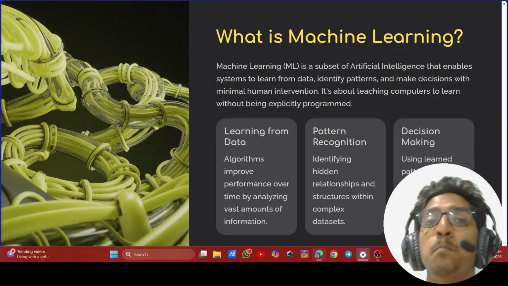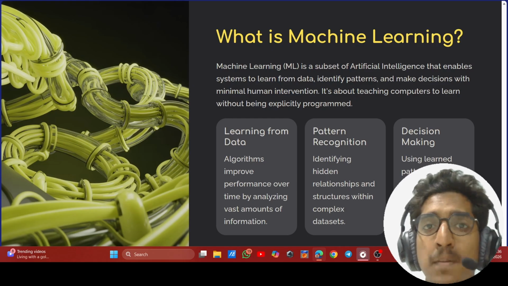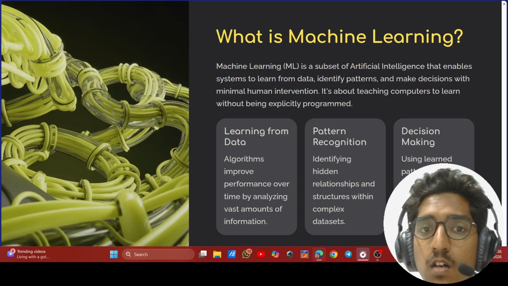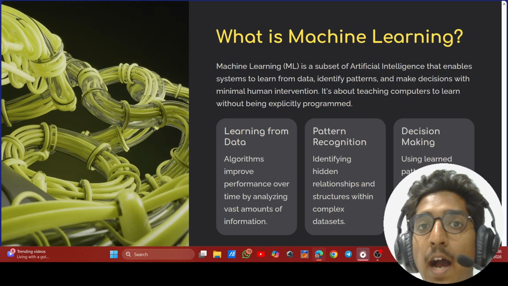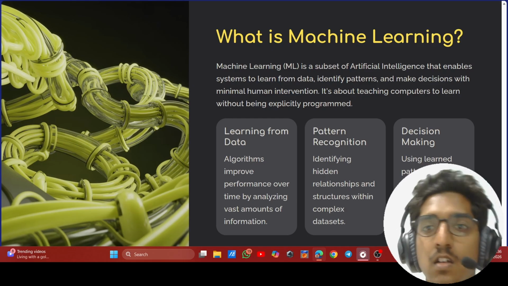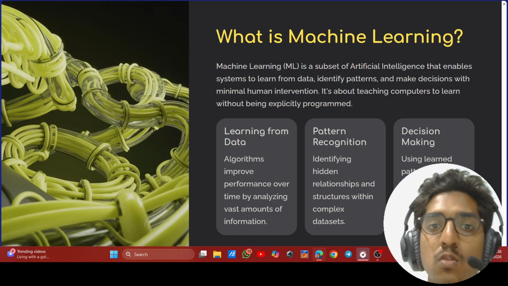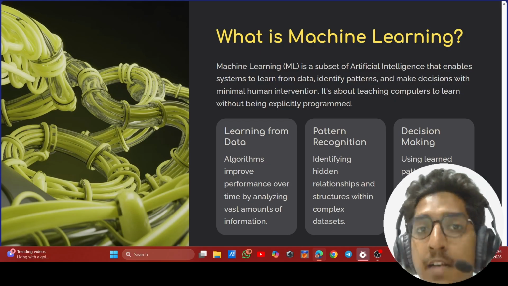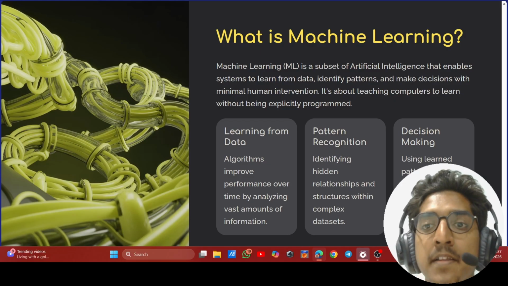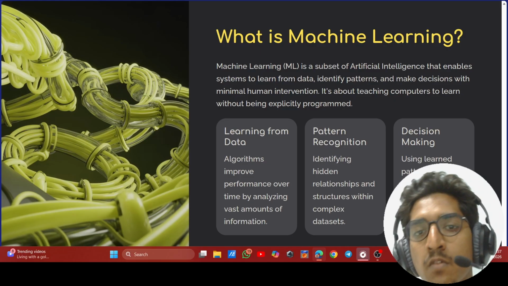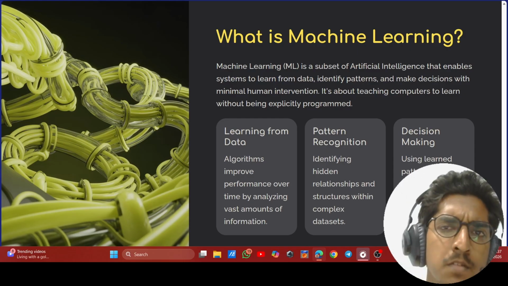So what do you mean by machine learning? Machine learning is a subset of artificial intelligence which enables systems to learn from data, identify patterns, and make decisions with minimal human intervention. So what do you mean by this?